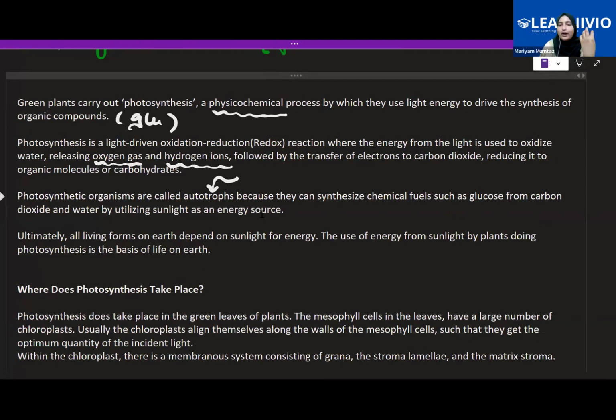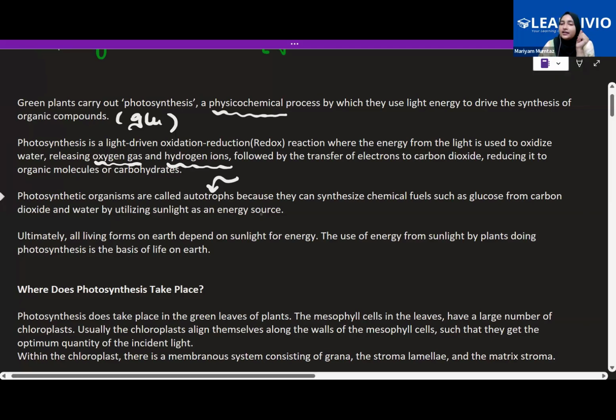So the green plants are called autotrophs, and only they can do the photosynthetic reaction. Why? It's because of the presence of chlorophyll in them. And they can make chemical fuels such as glucose from carbon dioxide and water by utilizing sunlight as an energy source. Now, why is the process of photosynthesis so important?